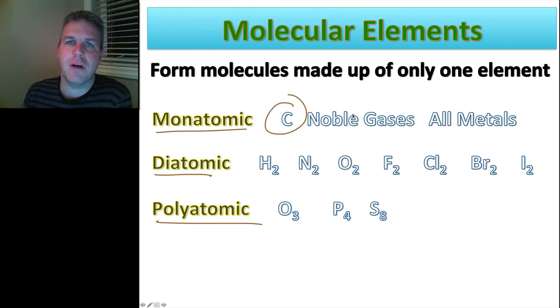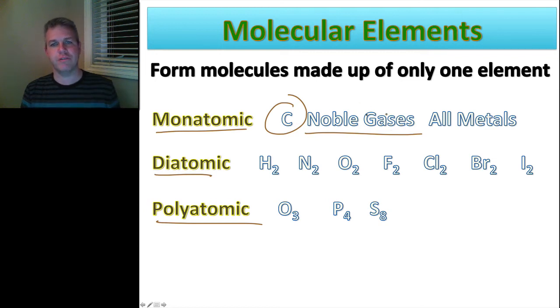Monatomic, that's carbon, and it won't exist as one single individual atom, but a number of carbon atoms will bond together, such that they might form something like a diamond. The noble gases exist this way because their outermost shells are filled, and then all the metals.